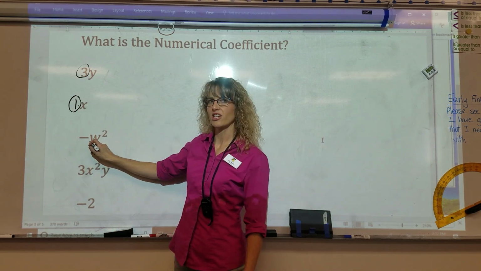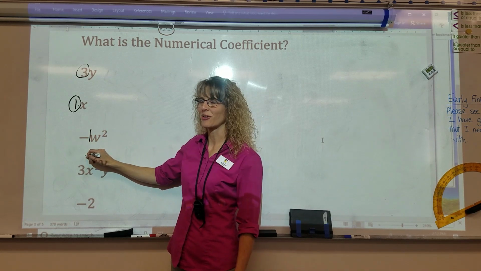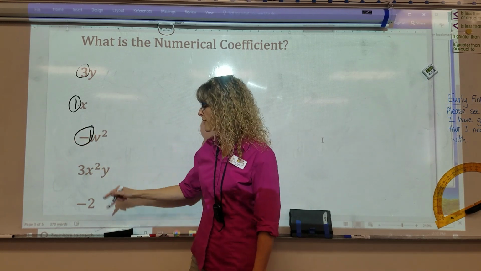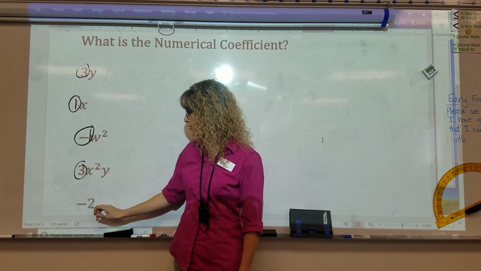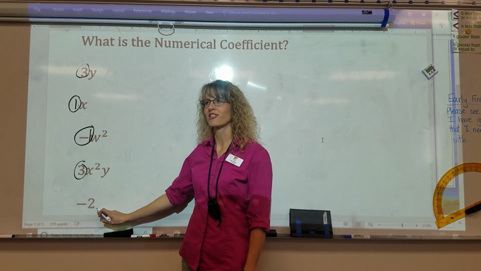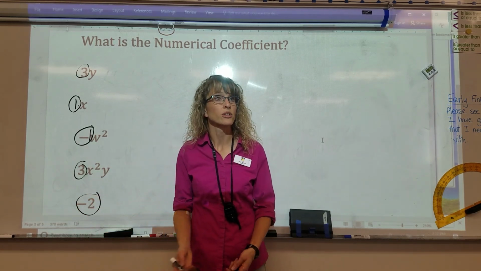What is the coefficient here? -1. What is the coefficient? Get ready? -1. We're going to get used to circling them. My coefficient here is 3. My coefficient here, wait a minute. There's no variable. Later you'll learn that there's a hidden variable in there. But for right now, our coefficient is just -2. Okay?